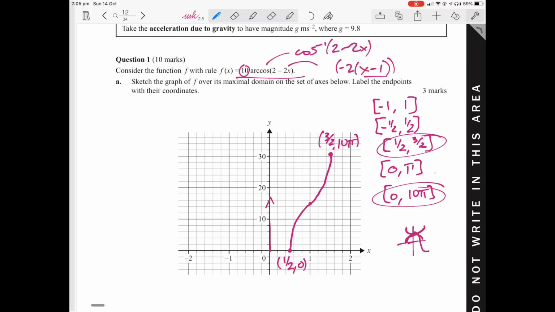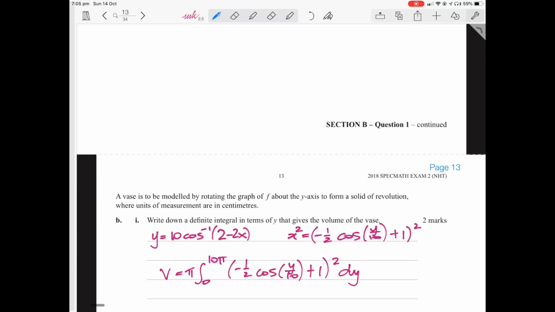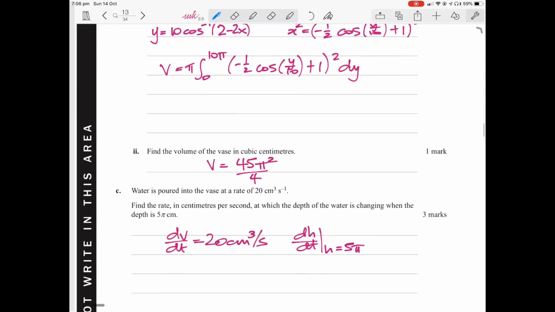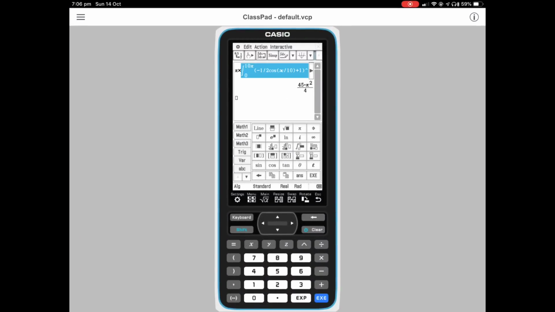So we want to know the volume from 0 to 5 pi. So dV/dh, yep. Okay, so from 0 to 5 pi.